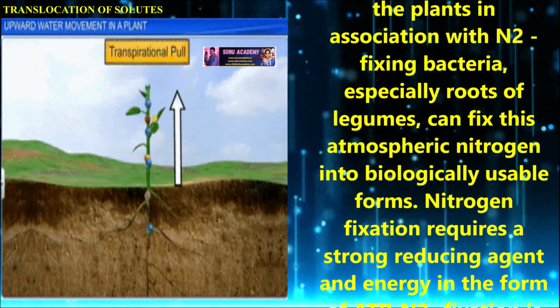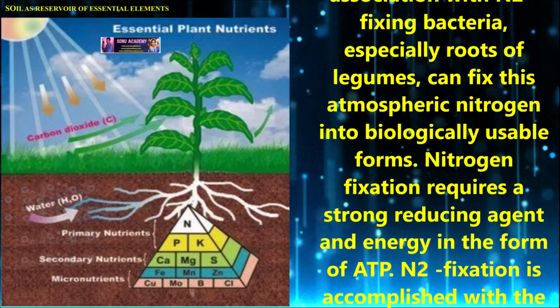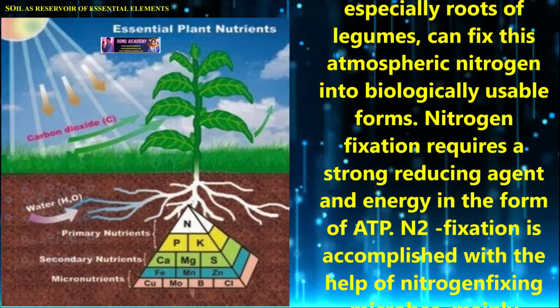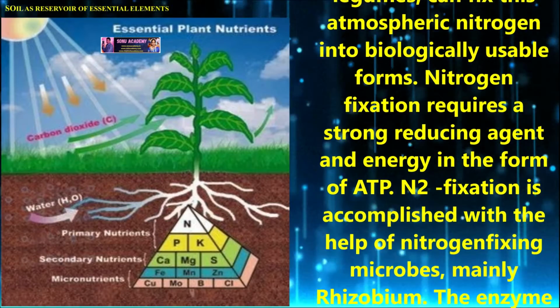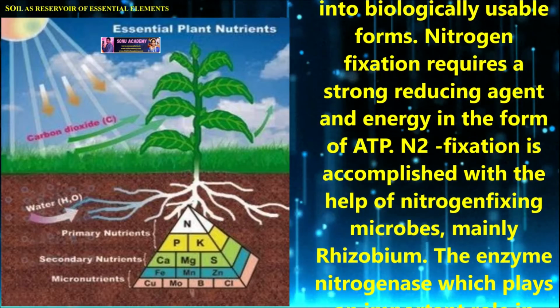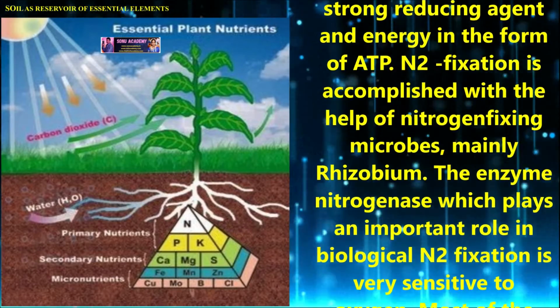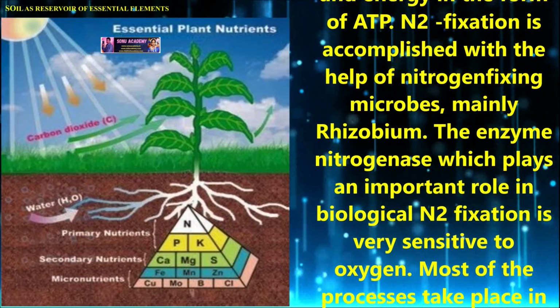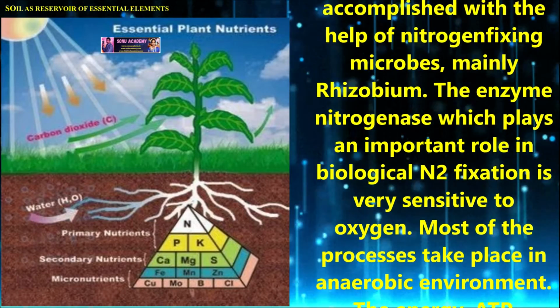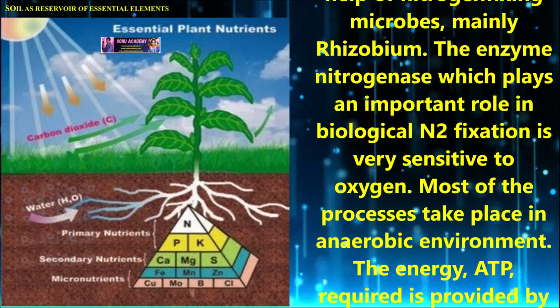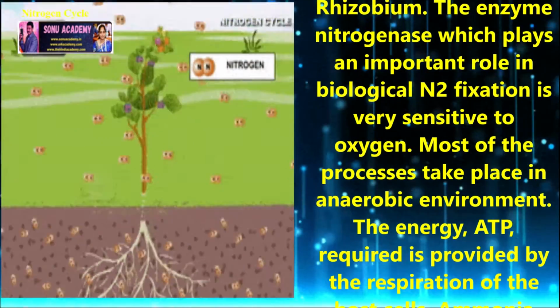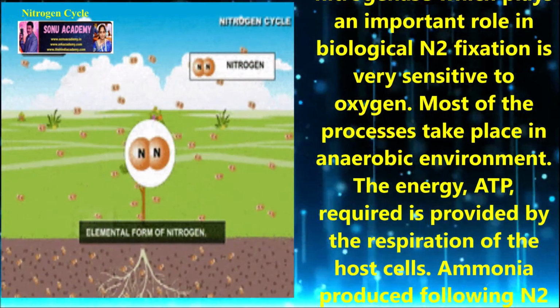Nitrogen fixation requires a strong reducing agent and energy in the form of ATP. N2 fixation is accomplished with the help of nitrogen fixing microbes, mainly rhizobium. The enzyme nitrogenase, which plays an important role in biological N2 fixation, is very sensitive to oxygen. Most of the process takes place in an anaerobic environment.